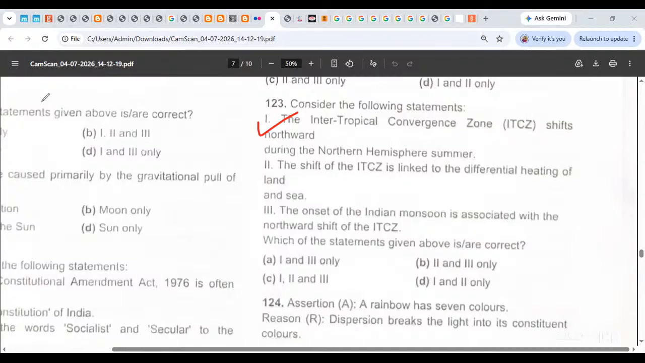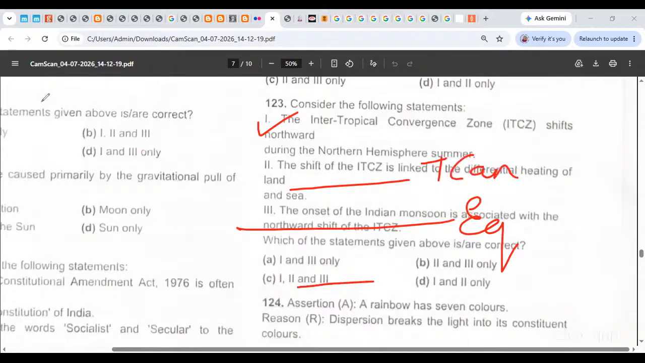The reason being the apparent movement of the sun, and the second reason was that it is linked to the differential heating of the land and sea. I had told you yesterday that the apparent movement of the sun is the primary reason that the belts shift either northward or southward. Suppose this is the equator, this is the Tropic of Cancer, and this is the Tropic of Capricorn.